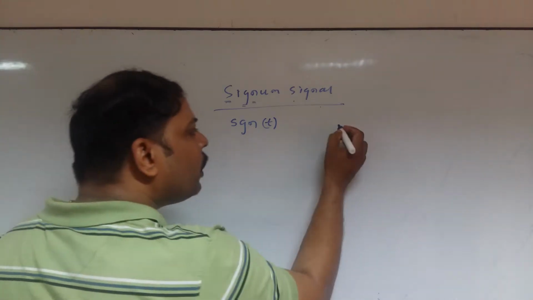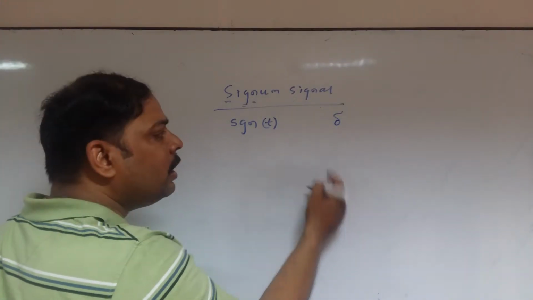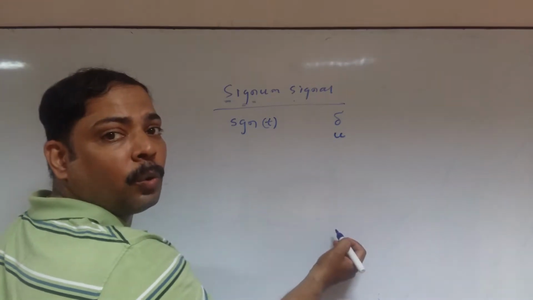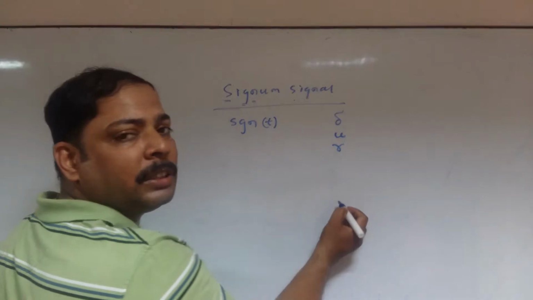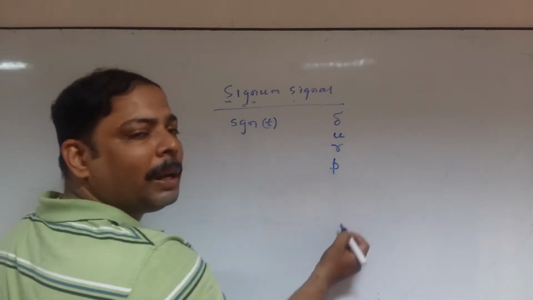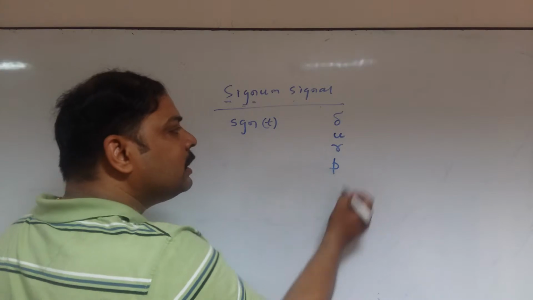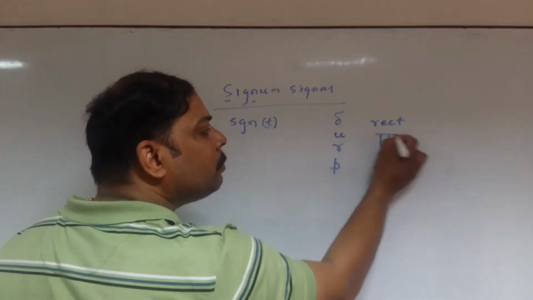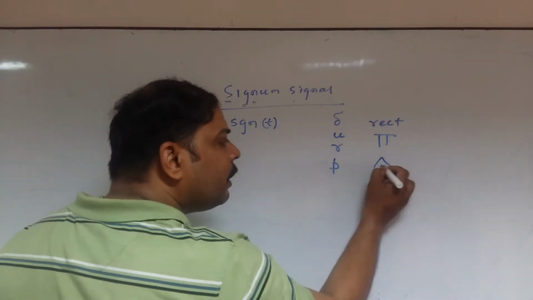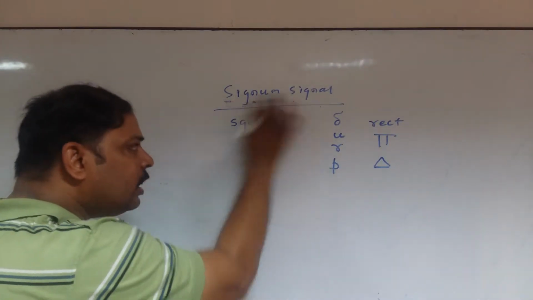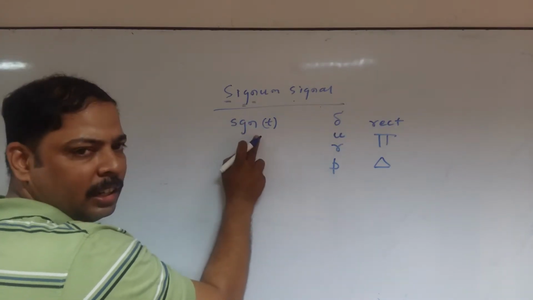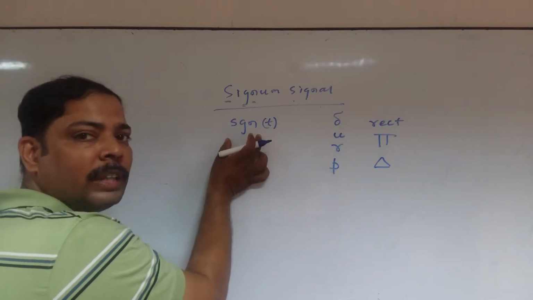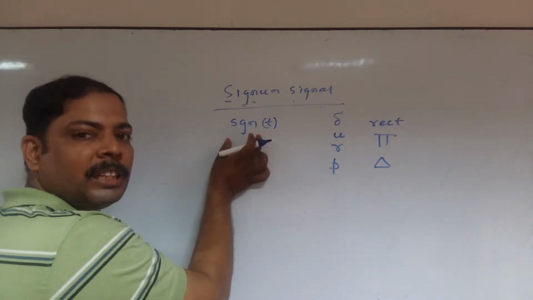Just like impulse, which you represent by delta, this is the notation used for impulse. Similarly, for step, you are using the notation u. Similarly, for ramp, you are using the notation small r. Similarly, for unit parabolic, you are using the notation small p. For rectangular, you are using the notation RECT, and for triangular, you are using this symbol. So for signum, you are using SGN to denote the signum signal. That means whenever you find SGN, you can understand that this is a signum signal.